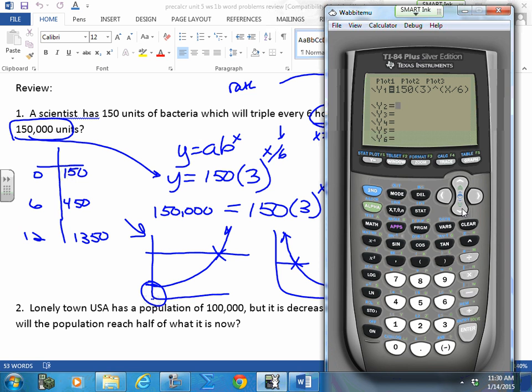Okay, I want to know when it reaches 150,000. I have to adjust my windows. Now think of this logically. You're in quadrant 1, so your mins are zeros. My max, well, I know my max. I want to know when it reaches 150,000, so that'll put my line right at the tippy top. So maybe I'll just do 160,000. The part I don't know is my years, or my hours, my times, my days, my minutes, whatever my time has to be. So start at 20 and see what happens.